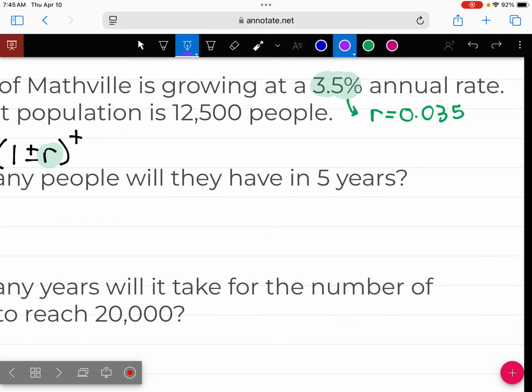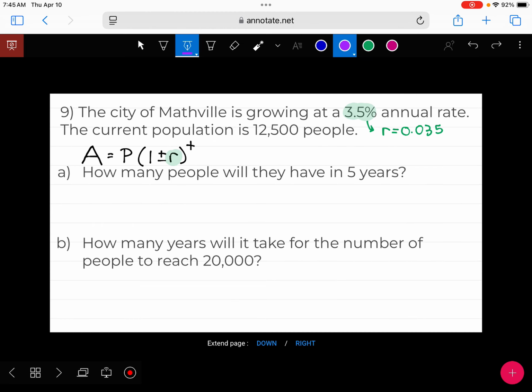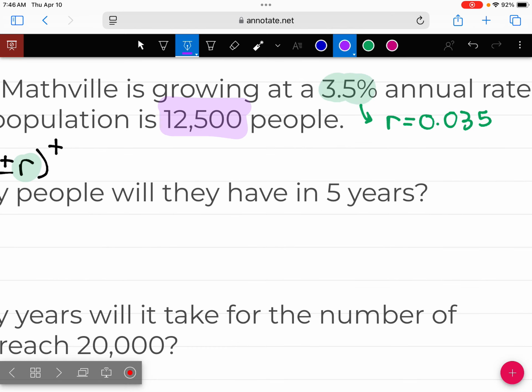Hang on a second. What else do we know? That's like our base number, so that would be 12,500. It usually stands for principal or population. It's the starting amount. It's what we start with. So we have a little bit of information here. If we don't look at question A, we can fill in a few bits. We've got that the amount of people we're talking about is our 12,500. We've got our 1.